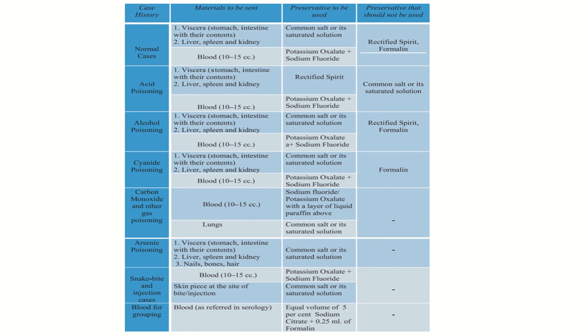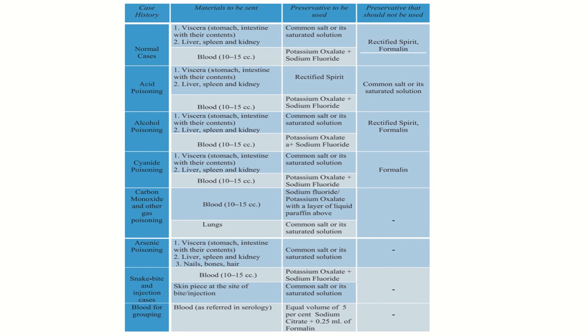Now, collection and preservation of evidences in poisoning cases. In normal cases, the evidences include viscera, liver, spleen, and kidney, or blood, where the victim is dead. How to preserve them? Using common salt or its saturated solution, NaCl. Blood is preserved using potassium oxalate and sodium fluoride. Potassium oxalate is an anticoagulant. The preservatives that should not be used include rectified spirit and formalin.